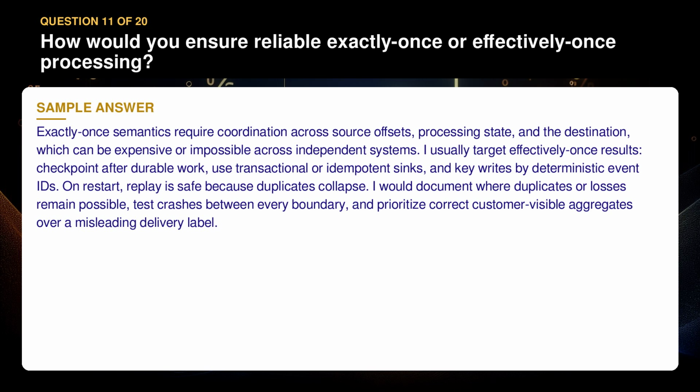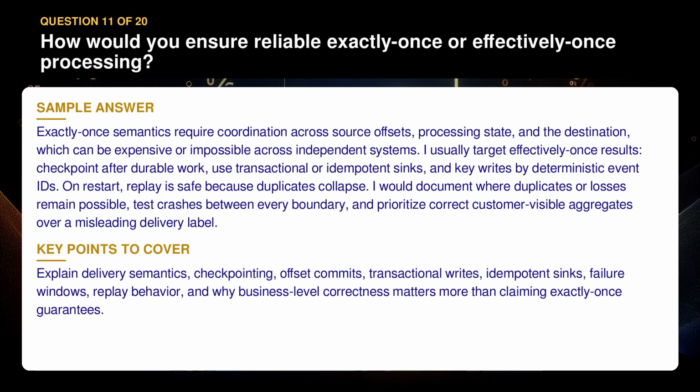I would document where duplicates or losses remain possible, test crashes between every boundary, and prioritize correct customer visible aggregates over a misleading delivery label. Explain delivery semantics, checkpointing, offset commits, transactional writes, idempotent syncs, failure windows, replay behavior, and why business-level correctness matters more than claiming exactly once guarantees.